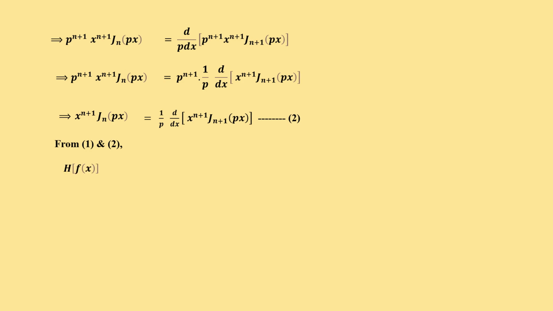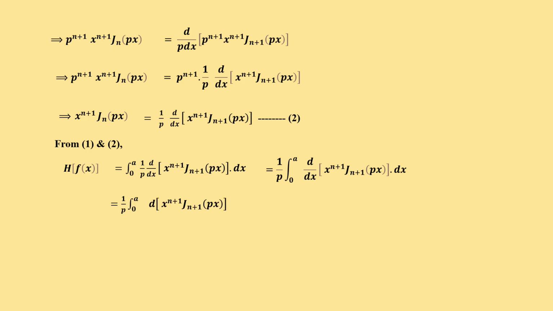So comparing 1 and 2, the Hankel transform of f(x) is equal to the integral from 0 to a of 1/p d/dx of x^(n+1) J_(n+1)(px) dx. 1/p is a constant, so taking it outside the integral, we get 1/p times the integral from 0 to a of the derivative of x^(n+1) J_(n+1)(px) dx. The integral of a derivative gives back the function itself, so we will get x^(n+1) J_(n+1)(px).